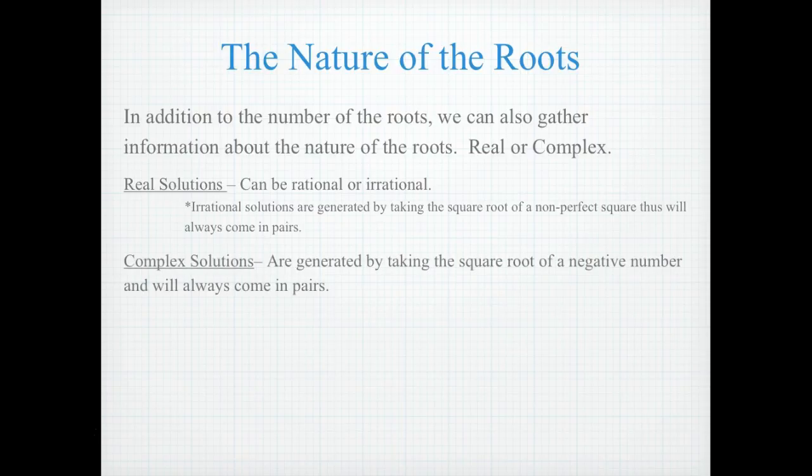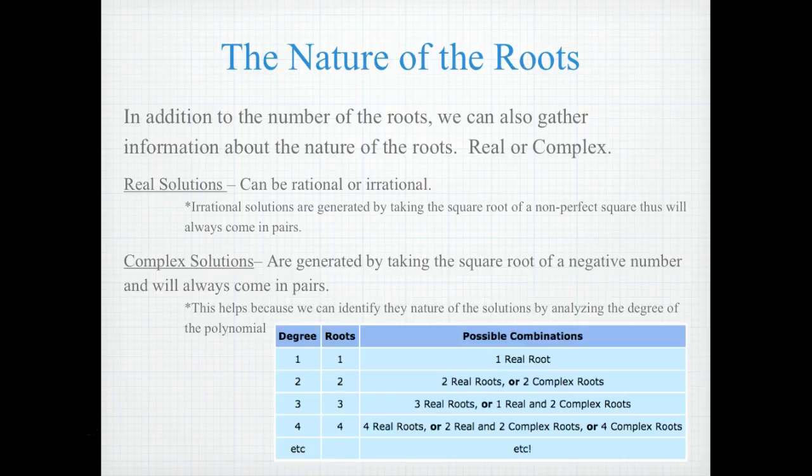Complex solutions, very similarly, are generated by taking the square root as well, but they're generated by taking the square root of a negative number, but still they will always come in pairs. So complex solutions always come in pairs, and irrational real solutions always come in pairs. So a real solution can be rational or irrational, or the third type of solution is complex. This helps because we can identify the nature of solutions by analyzing the degree of the polynomial. So we know a first degree polynomial has exactly one root, and we know that there's only one option. It's going to have to be a real root.